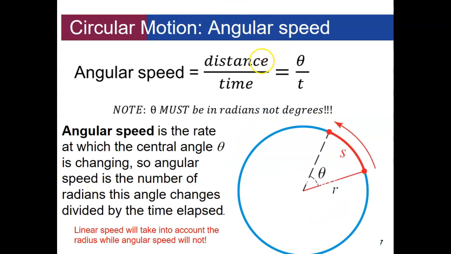Angular speed is the distance divided by the time, but instead of looking at how much it's changing as we go around this outside edge, we're looking at how much our angle is changing. So the radius itself is not important with angular speed. Theta must be in terms of radians to do this calculation; it cannot be in degrees. Angular speed is the rate at which the central angle is changing, the number of radians the angle changes divided by the time that's elapsed. So again, linear speed takes into account the radius, but angular speed does not.